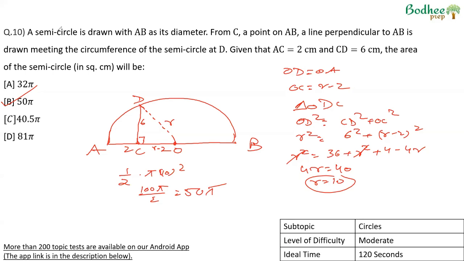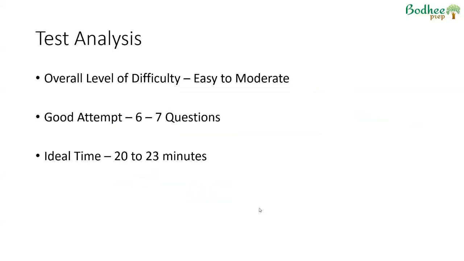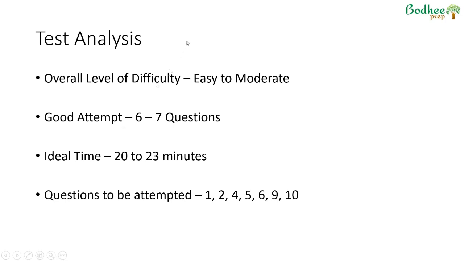So if you look at the overall test, it had quite a few easy questions, and therefore I'm saying attempt should be higher, about 20 to 23 minutes. And if I had to find myself 6 to 7 questions, where would they be? For me, they'd be 1, 2, 4, 5, 6, 9, 10. Which are these?